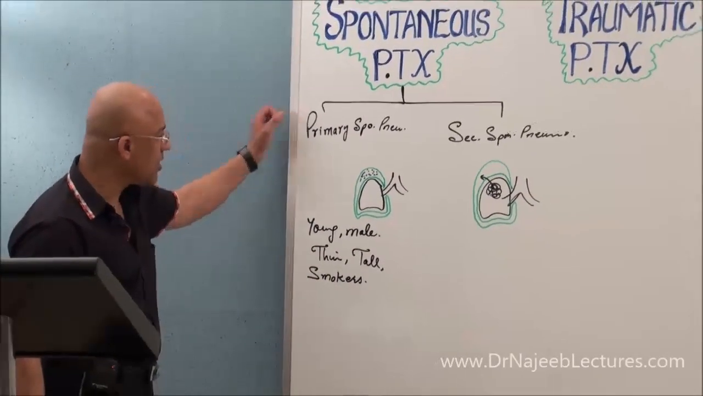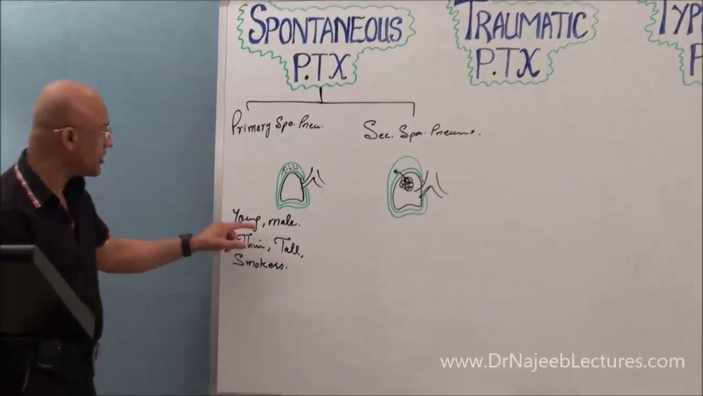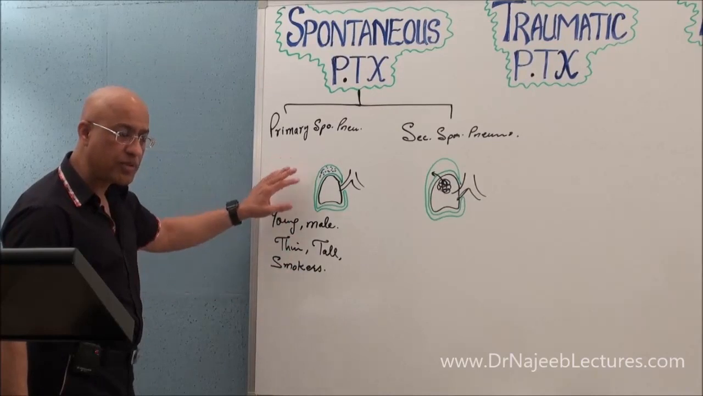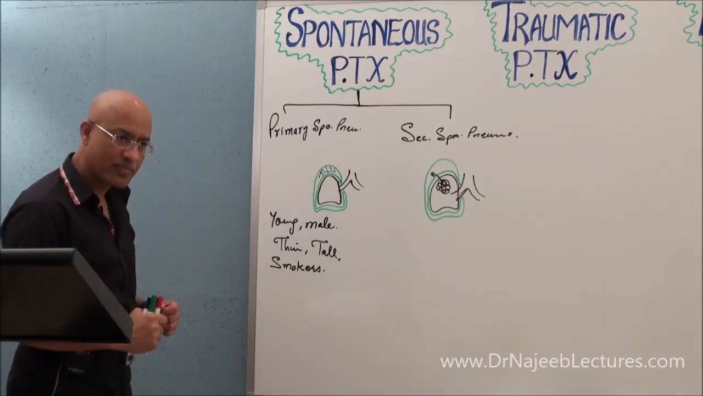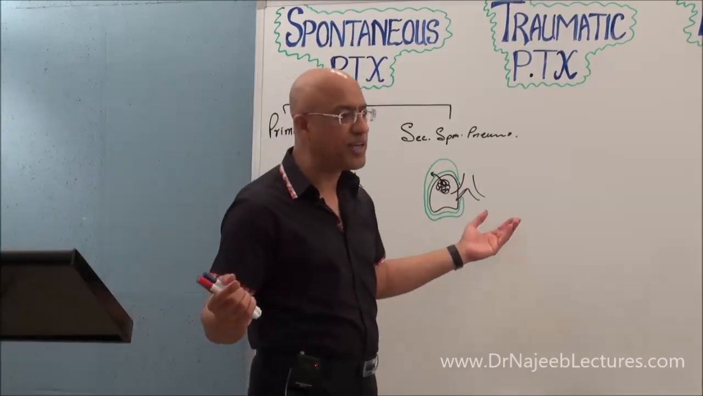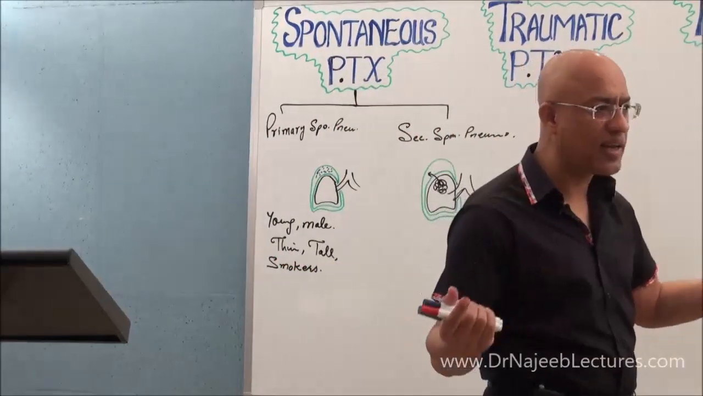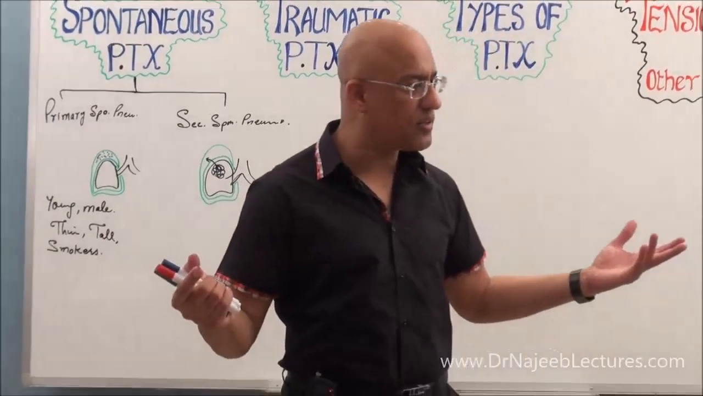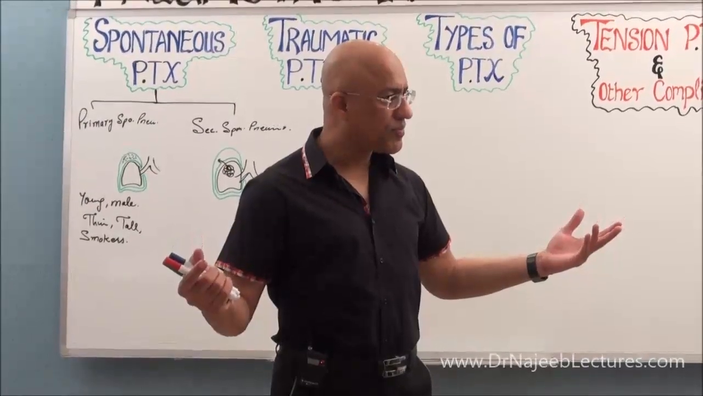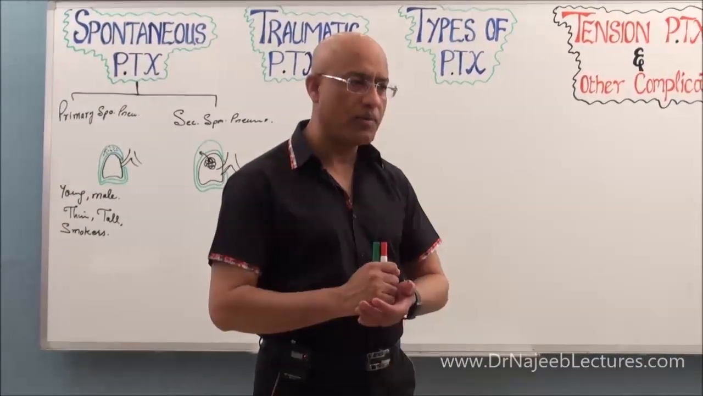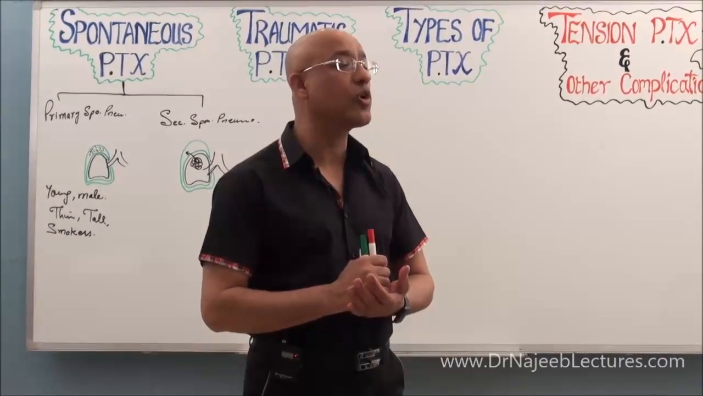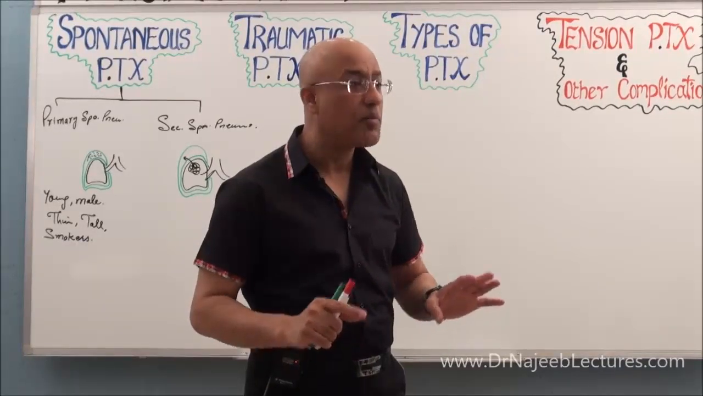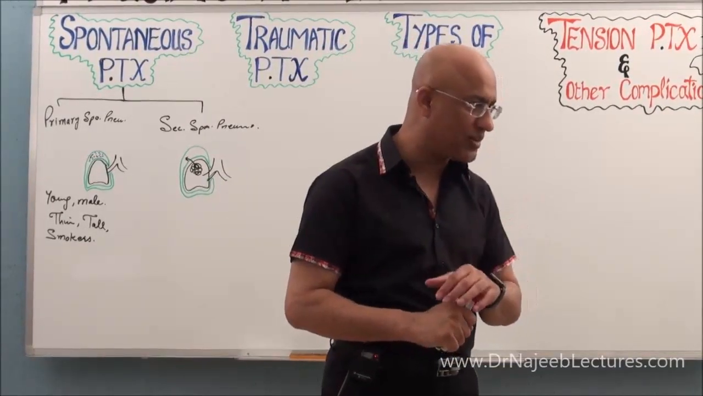Now the question is, why does primary spontaneous pneumothorax occur in young, thin, tall males? Someone apparently very young and very healthy, with no underlying lung disease, nothing diagnosed, but suddenly pneumothorax develops. Initially doctors never knew the cause, they just called it idiopathic spontaneous pneumothorax. But now we know what the cause is.